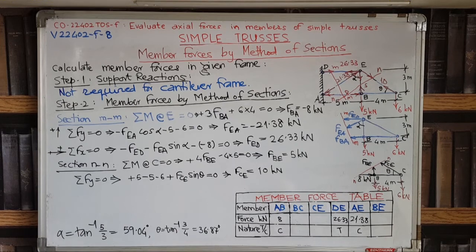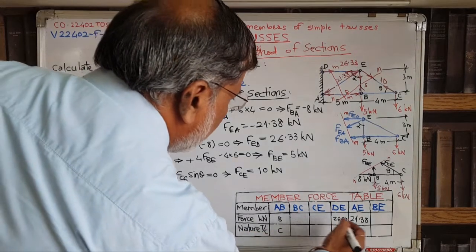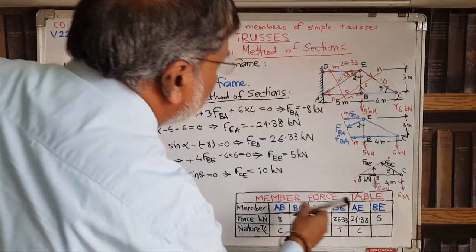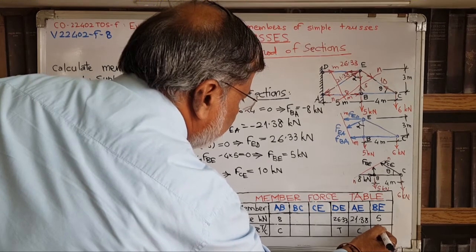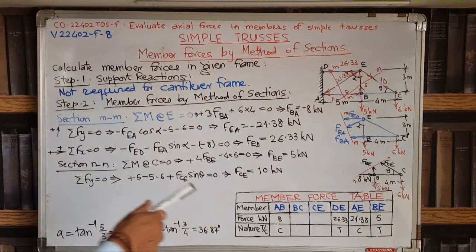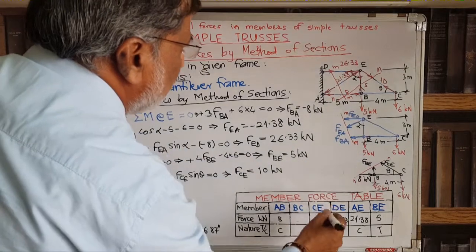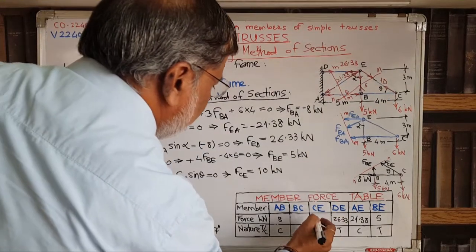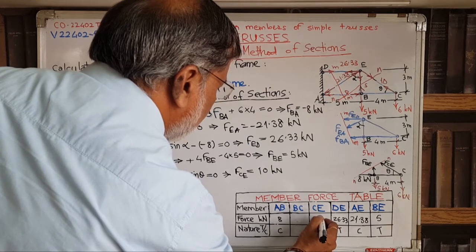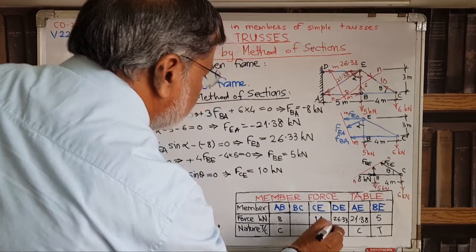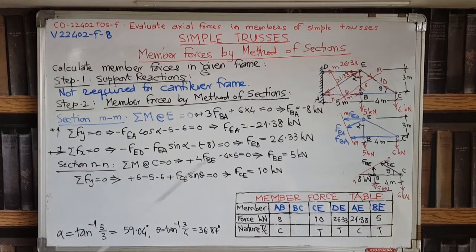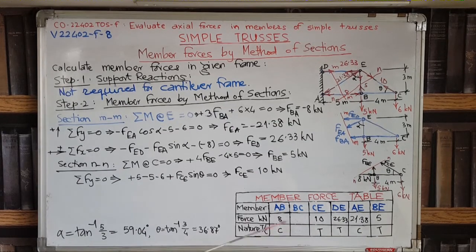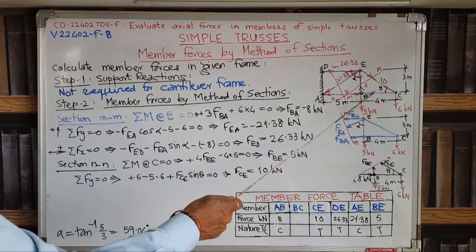One is BE, 5 kilonewton, and that BE is tension. Arrow tips are towards each other. And the second is CE. The CE is also towards each other, plus 10. So it is 10 and towards each other, that is why it is tension. So in this way, the second cutting section or cutting plane NN has given us 2 more members. Now only one member is remaining, that is member BC. This is that member BC.